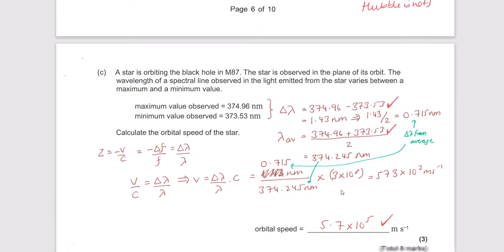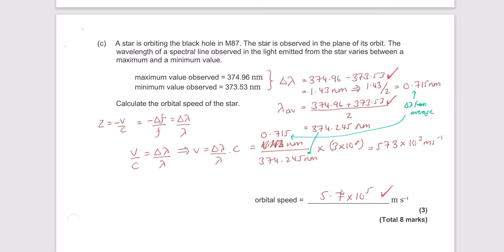So then part C, a star is orbiting the black hole in M87. The star is observed in the plane of its orbit. The wavelength of a spectral line observed in the light emitted from the star varies between a maximum and a minimum value. Calculate the orbital speed of the star.